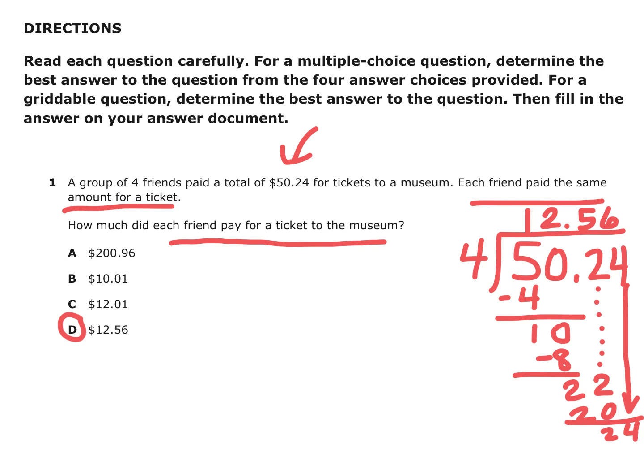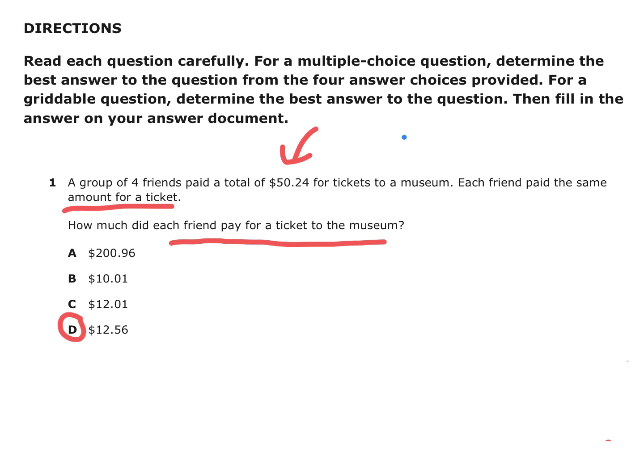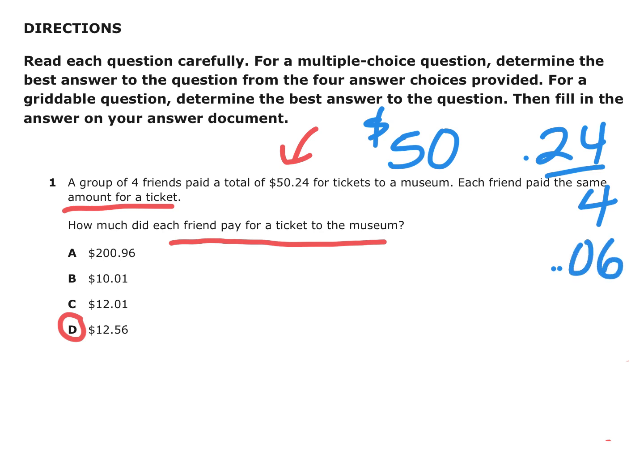Now, you might be thinking, is there another way of doing this? It's possible that we could do this a different way. Let's take a look at this. We have $50 and we have 24 cents, and we're going to divide those evenly. An alternate way of doing this is to divide the 24 cents by 4. So each one will have to pay 6 cents, 24 divided by 4. And then we also have $50 divided by 4.